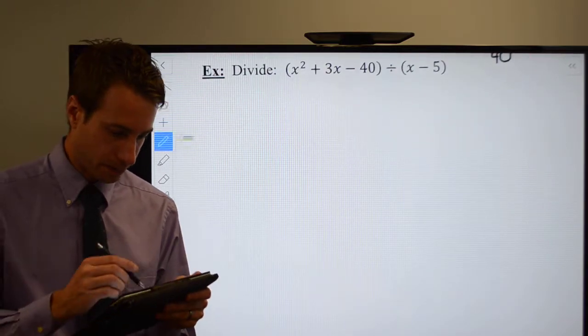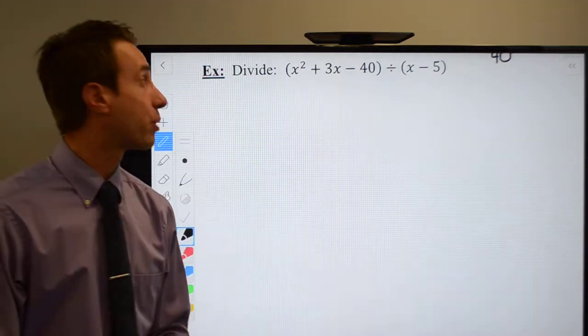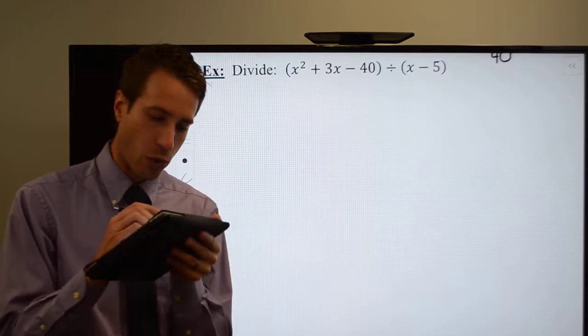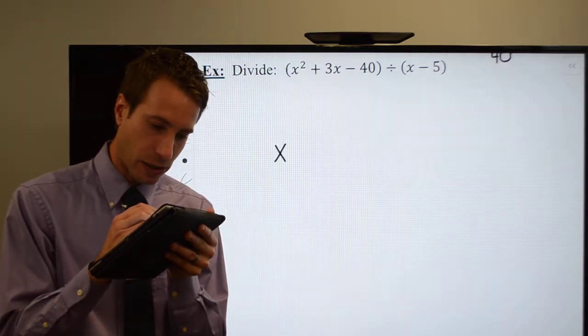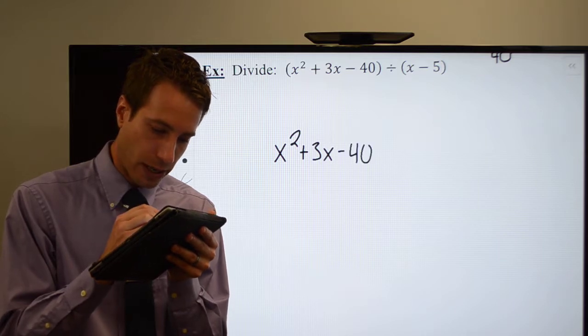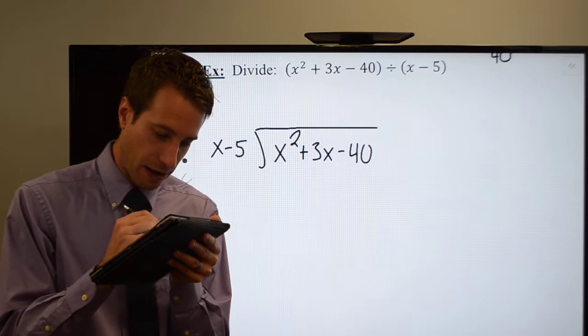All right, here we go. Let's get this set up. First, check to make sure that you don't need a placeholder. 2, 1, 0. All of my x's are there. We're all set to just jump right into this. x squared plus 3x minus 40. Put that in the long division symbol, and then I have x minus 5.